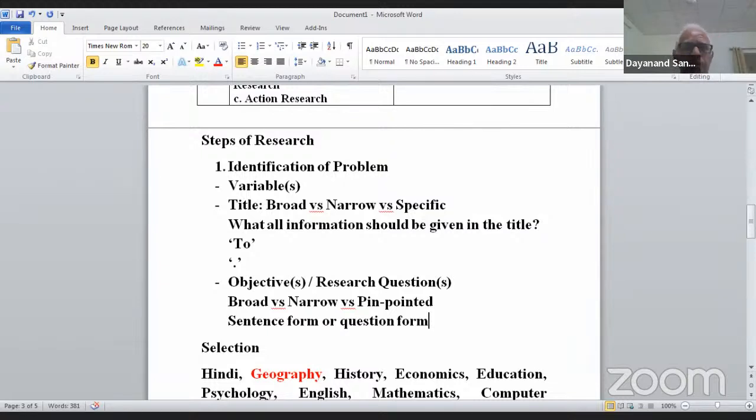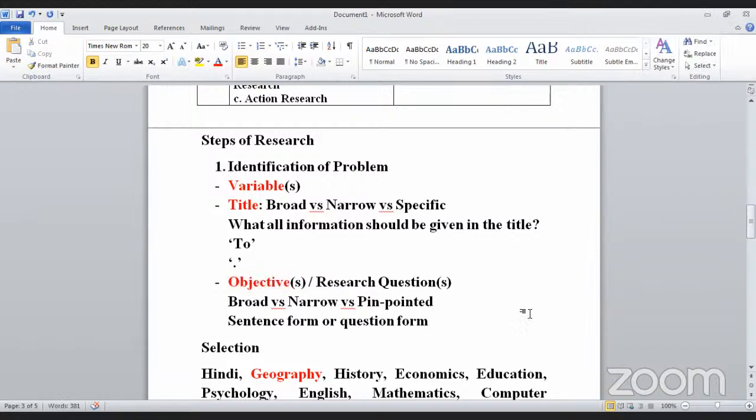Now, in step number 1, if you have selected your variable, you have written your title and you have written your objective, your step number 1 is over. Now, I want to know: in step number 1, should you first think of the variable and then write the title and then write the objective? Or should you first write the title and then think of the variable and then write objectives? Or should you first write the objective, then write the title, and then write the variable? So the question is, what should be the sequence among variable, title, and objective. What do you think?